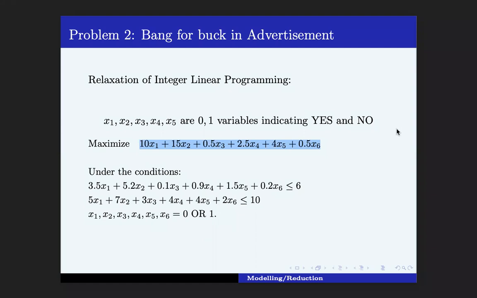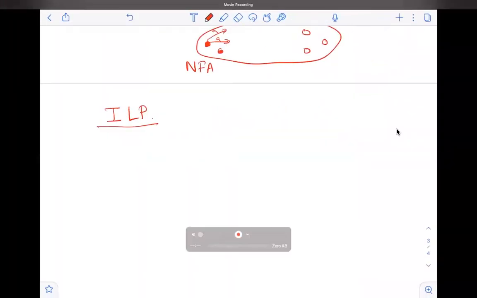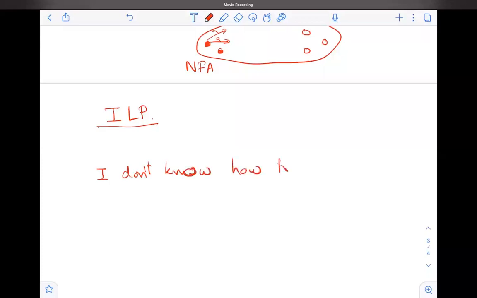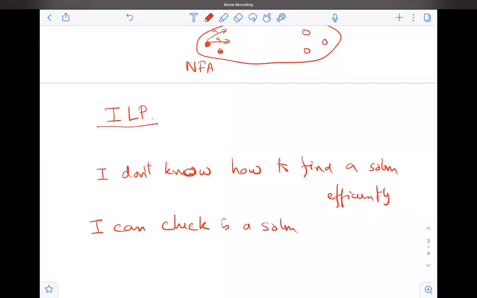So see, I am a person who doesn't know how to find a solution efficiently. But I can check if a solution is correct efficiently.